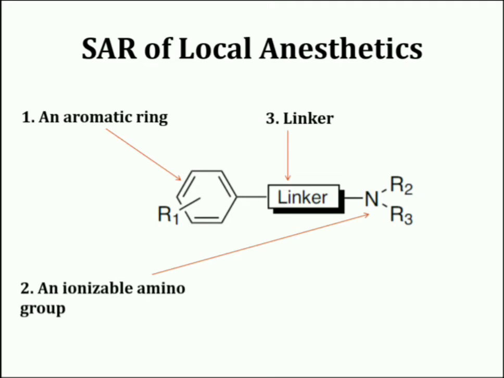Next is structure-activity relationship of local anesthetics. All local anesthetics have three structural features in common. First one, an aromatic ring which is usually substituted. Second one, an ionizable amino group. And third one, a connecting group which is either an ester or an amide. It is also called a linker group.